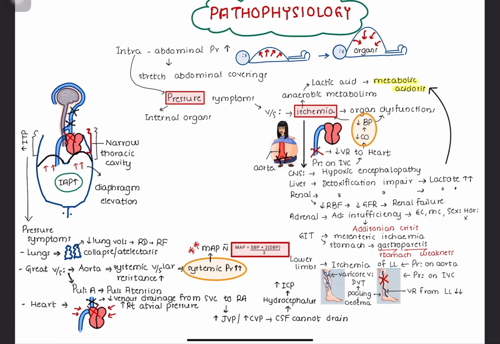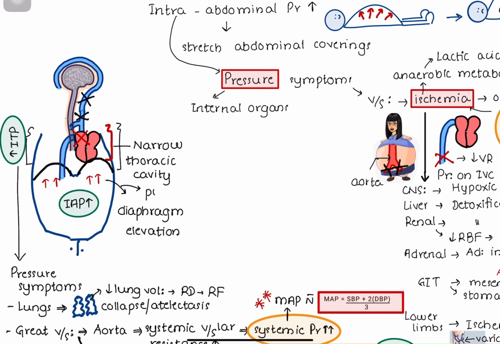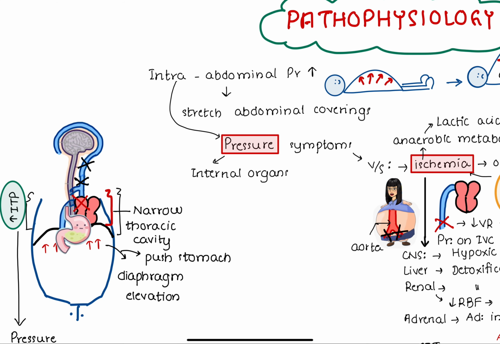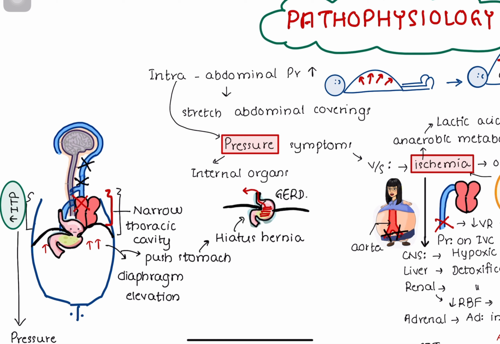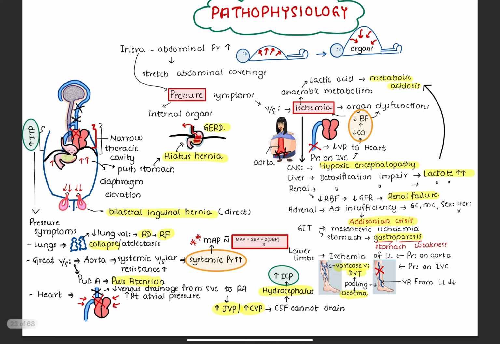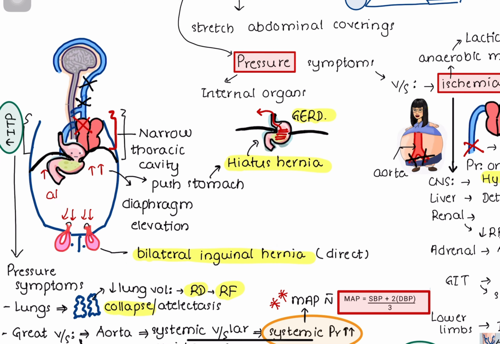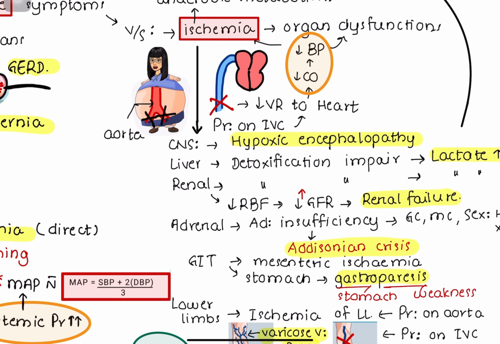Keep in mind that in abdominal compartment syndrome, not only intra-abdominal pressure, but also intrathoracic as well as intracranial pressure are elevated. A rise in intra-abdominal pressure pushes the stomach upwards, causing hiatus hernia and gastroesophageal reflux disease. Increased intra-abdominal pressure also promotes formation of bilateral inguinal hernia. The three cardinal signs of abdominal compartment syndrome are abdominal distension, difficulty in breathing, and reduced urine output.